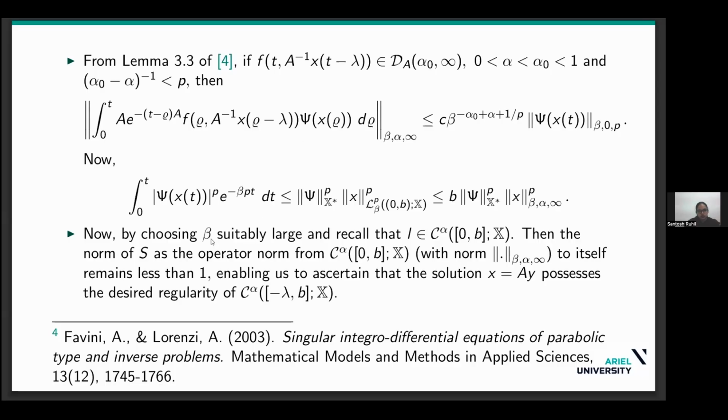And so by choosing beta suitably large, and recall that S was the operator defined by Sx = x(t) plus the term in C^alpha space, then the norm of the operator S is less than 1. So we say that S is a contraction map. So by using the Banach fixed point theorem, we can say that the solution exists uniquely. And we have X, equal to AY, with the desired regularity of C^alpha.